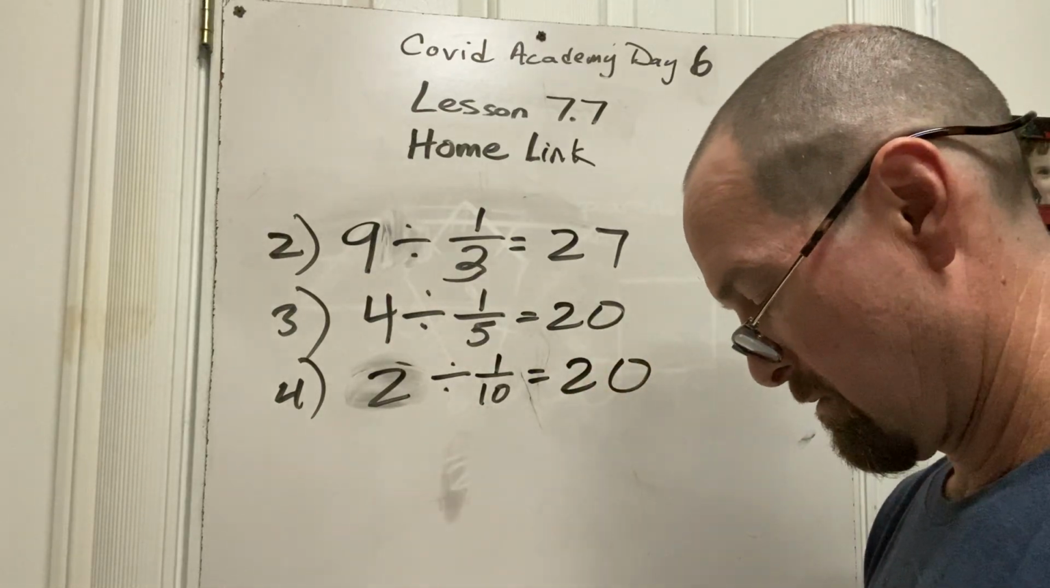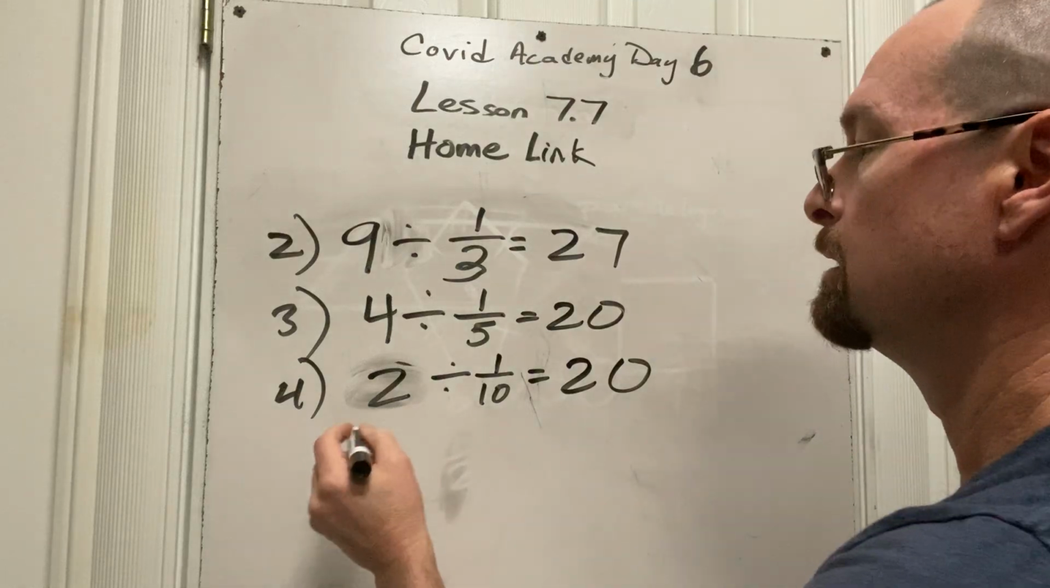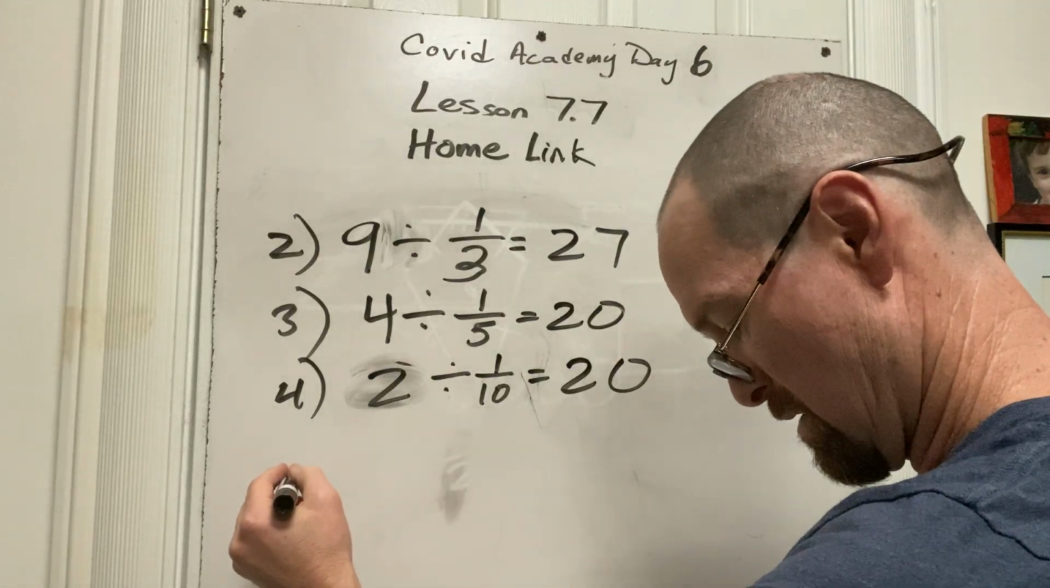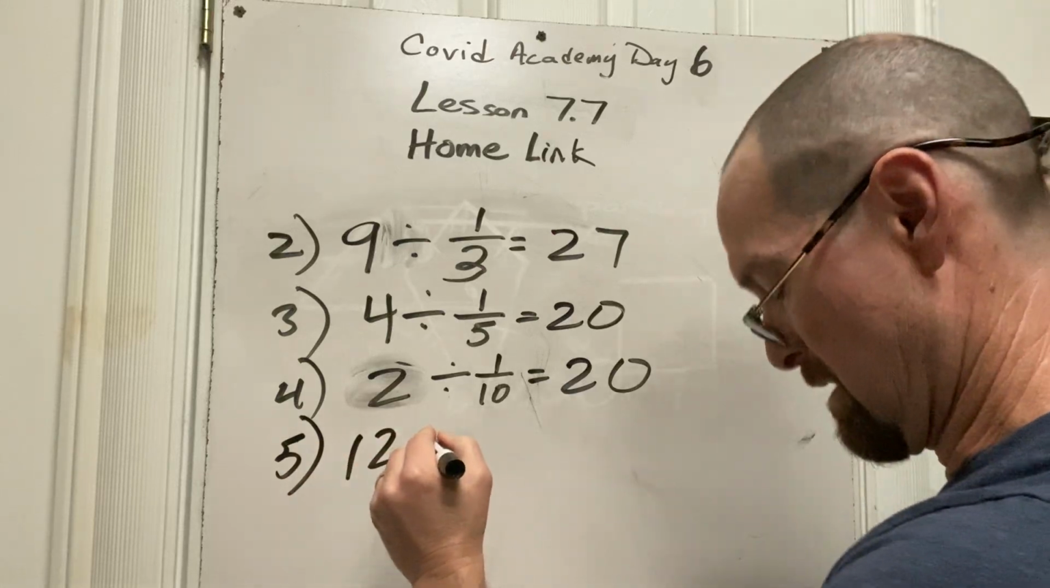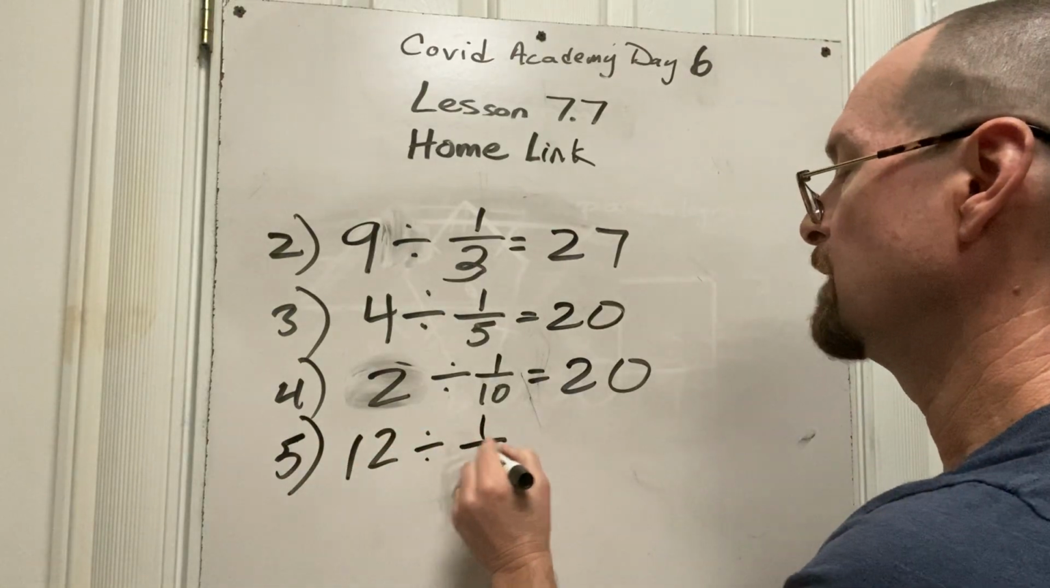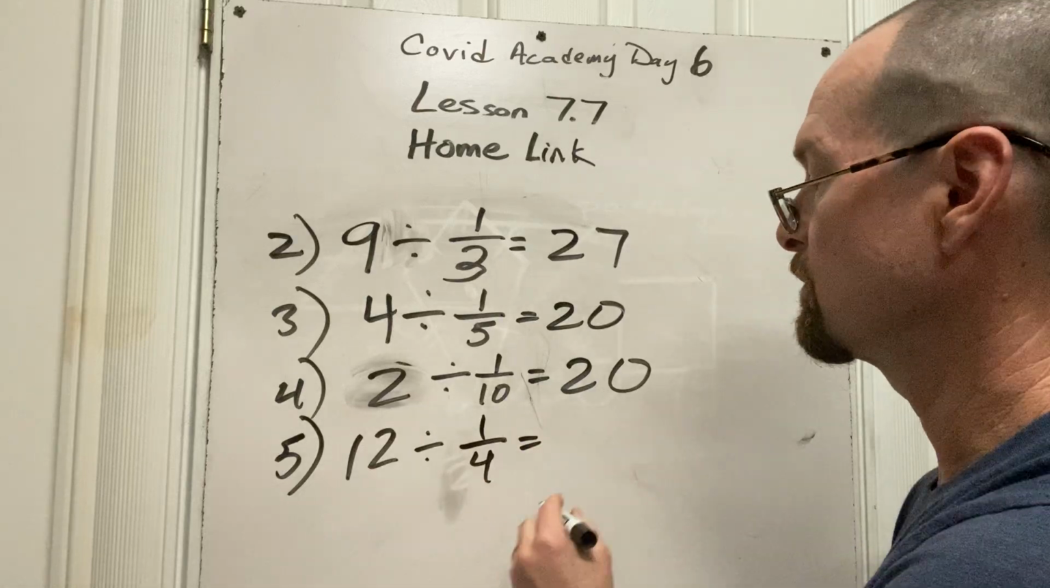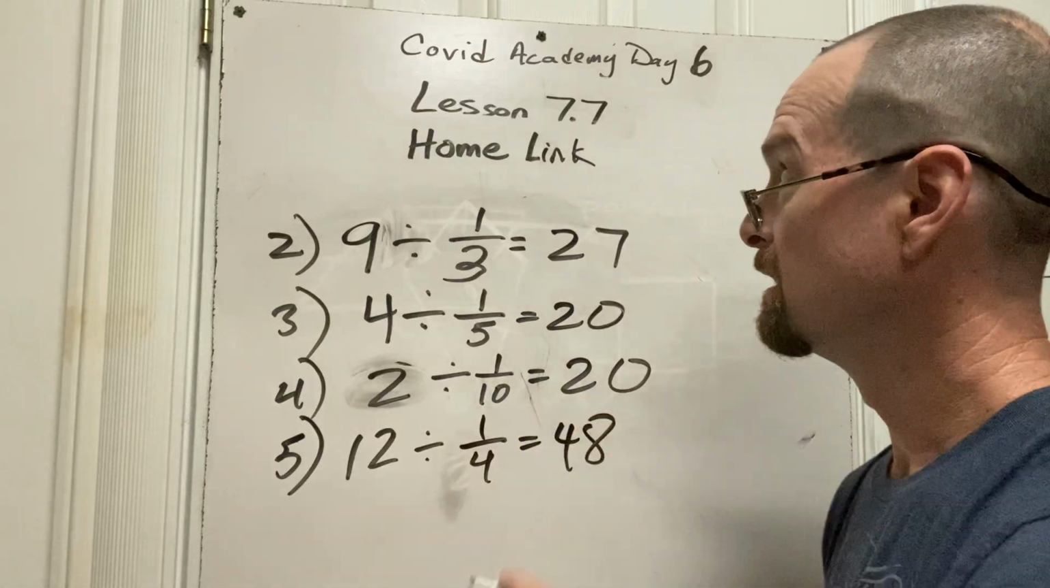And the last one. Is it really problem 5? Yeah. They didn't pull any fast ones on you here. It's pretty straight up. 12 divided by 1/4. How many fourths are in 12? And it's going to be 48.